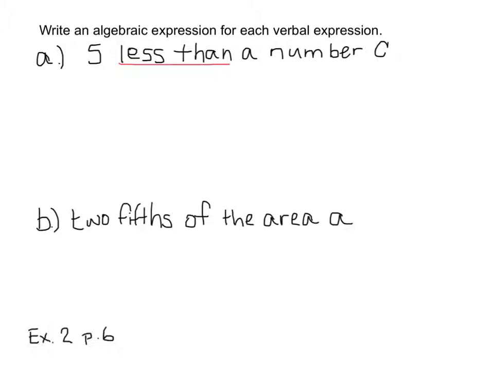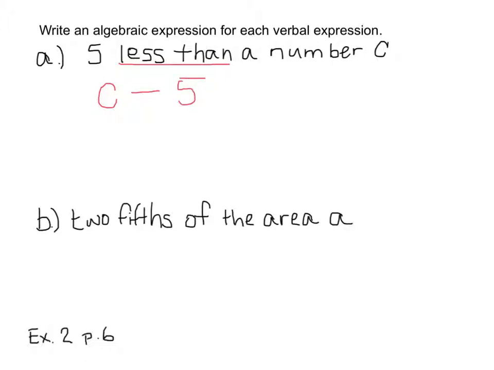So a number C, we do not know what that number is, so we simply keep that variable C. Less than tells us minus, and then we have the number 5 before less than.